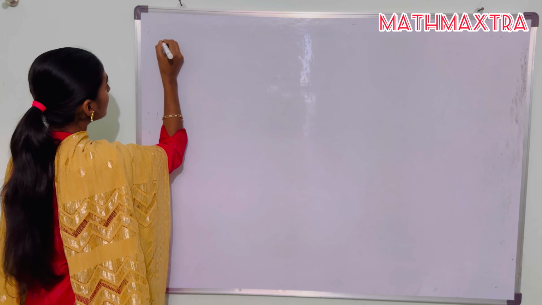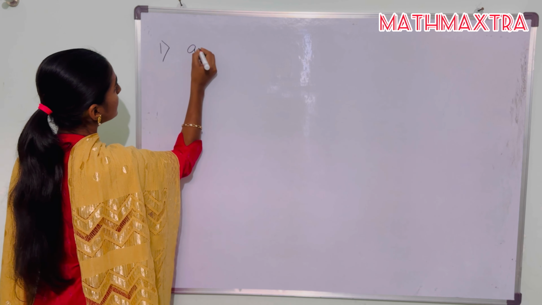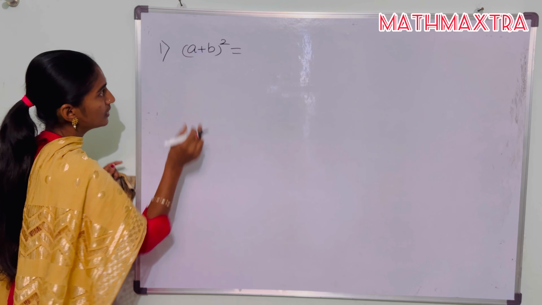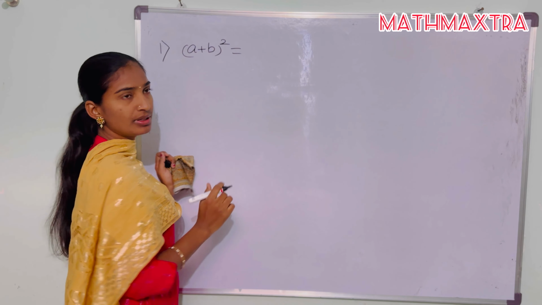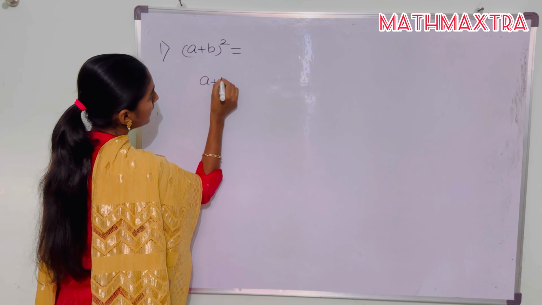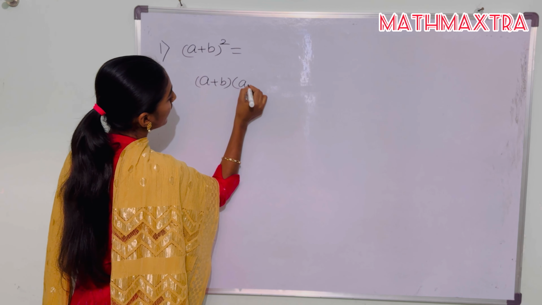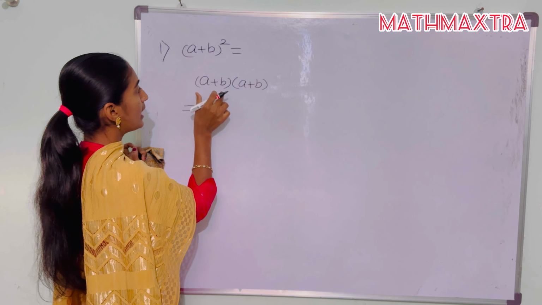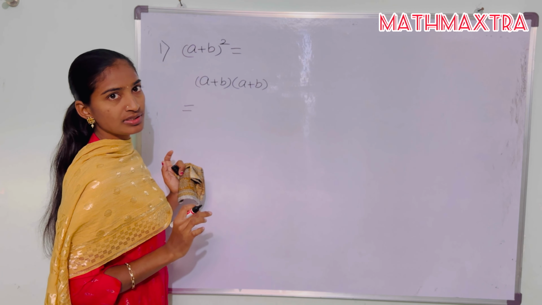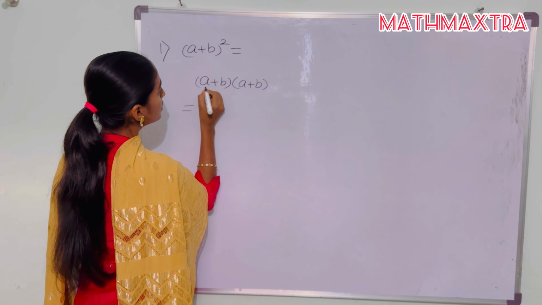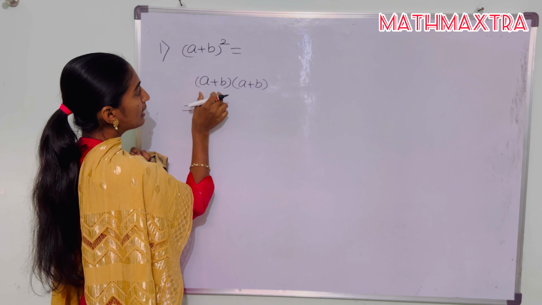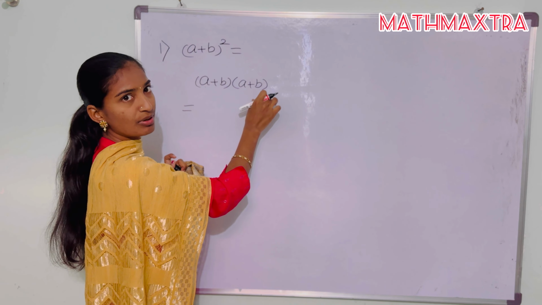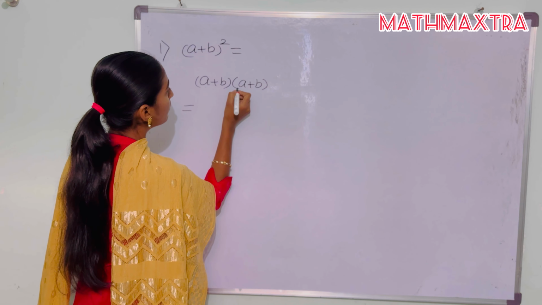Okay. The first identity is (a + b) whole square, which is equal to... So what does (a + b) whole square mean? It means we are multiplying (a + b) with again (a + b). In yesterday's class we have seen how to multiply two algebraic expressions. So what do we have to do? First, we have to multiply each term of expression A with each and every term of expression B, isn't it? So now I am doing the same thing.